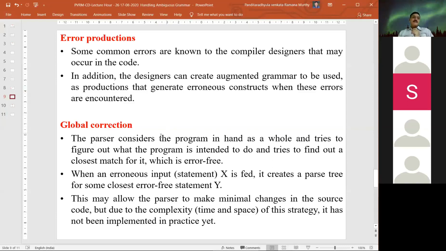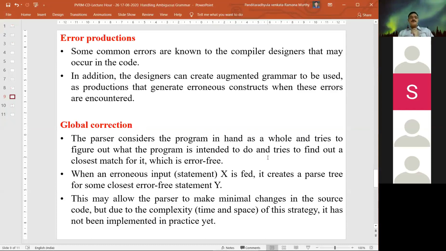Right. Next is global corrections. The final thing is global corrections. Not only at a statement level, it can be anywhere in the whole program. The parser considers the program in hand as a whole and tries to figure out what the program is intended to do and tries to find the closest match for it.